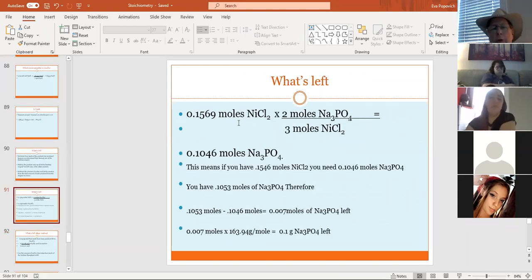Okay, now I've already determined I had 0.01569 moles of nickel chloride. In order to completely react with the 0.01569 moles of nickel chloride, I used a molar ratio of 2 to 3. I need 2 moles of sodium phosphate for every 3 moles of nickel chloride. This means I need to use up 0.01046 moles of sodium phosphate to use up all of the 0.01569 moles of nickel chloride. Are you with me, guys?